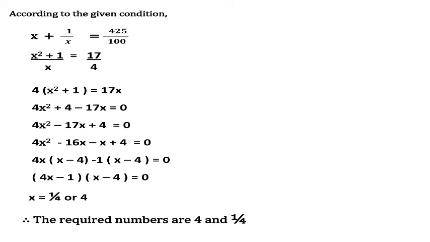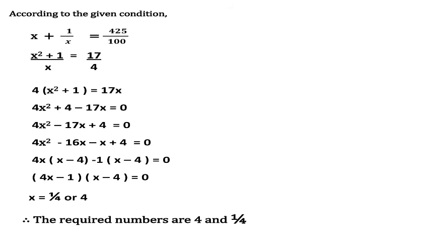That value is equal to 4.25. Represent the decimal value in the form of a fraction as 425 by 100. On the left hand side, make x the common denominator. Simplify the equation as x square plus 1 by x is equal to, on the right hand side, divide both 425 and 100 by the value 25. The simplified value will be equal to 17 by 4.